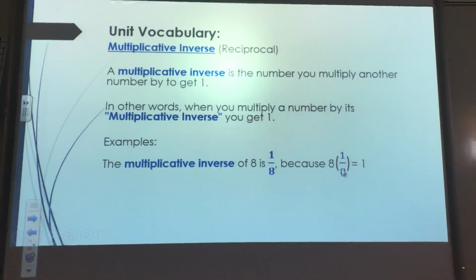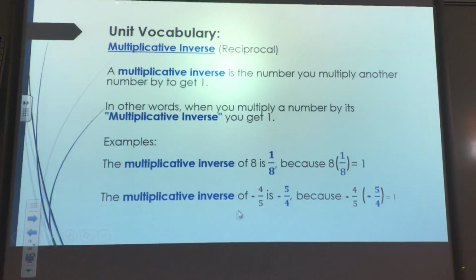So in the denominator, we'll get 1 times 8, which is 8, and any number over the exact same number gives you a 1. So 8 divided by 8 is 1. Same is true of a negative 4 over 5. Its multiplicative inverse would be a negative 5 over 4.